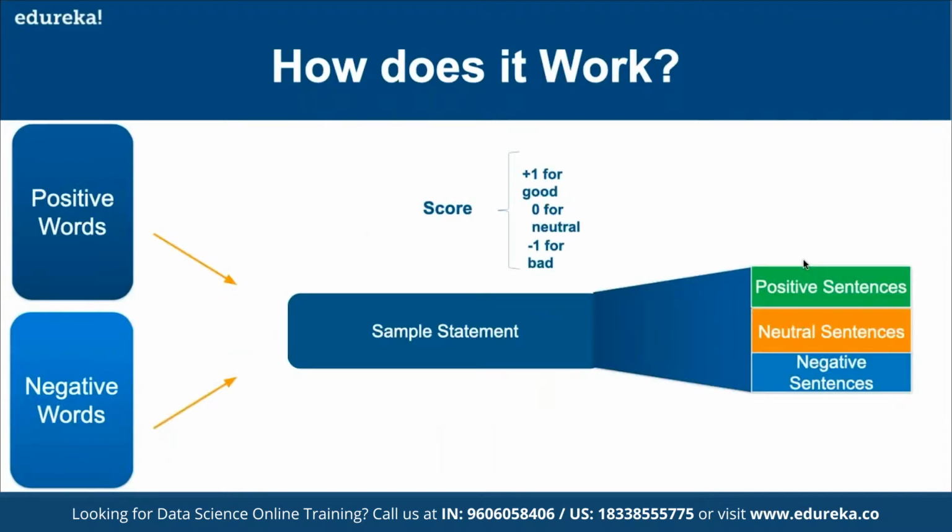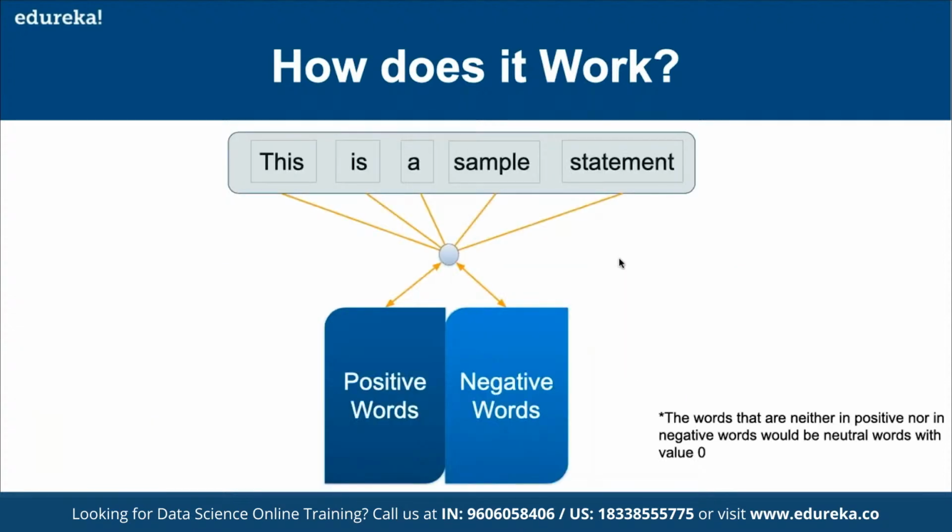Basically, we give scores to the positive words, and then we use negative scores for the negative words. For example, here we have positive sentences, neutral, and then we have negative sentences. So we give +1 for good, 0 for neutral, and -1 for bad words. For example, we have a simple statement. Now we are going to divide this and give multiple scores in terms of positive or negative words.